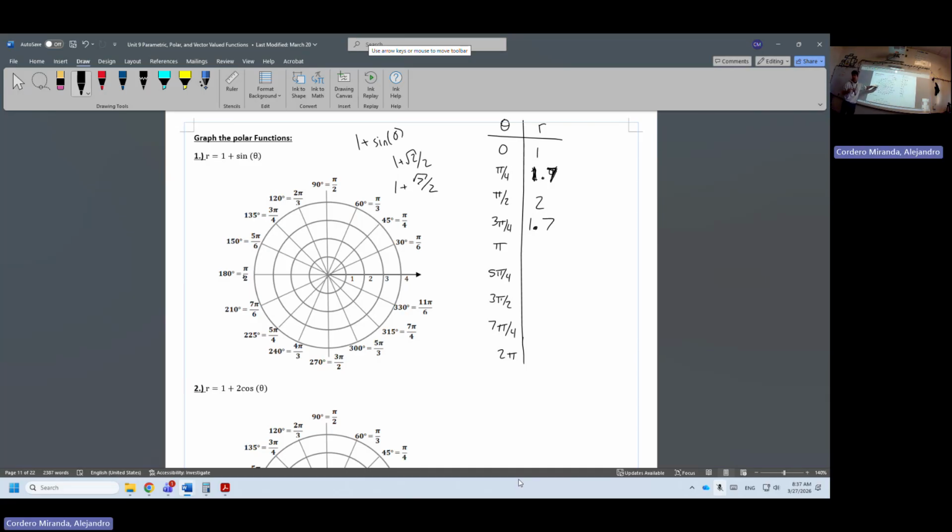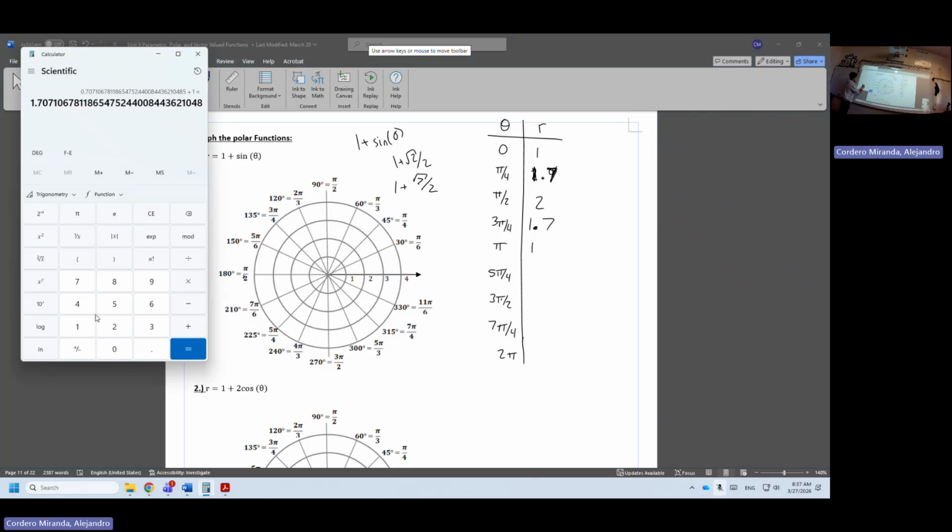Pi would be 1 plus 0, which is 1. Pi over 4 is finally negative, so that would be 1 minus the square root of 2 over 2. Dang it. Okay, 2 square root of that, divide by 2 equals 1 minus this. Let me just subtract 1 and get positive 0.3 about.